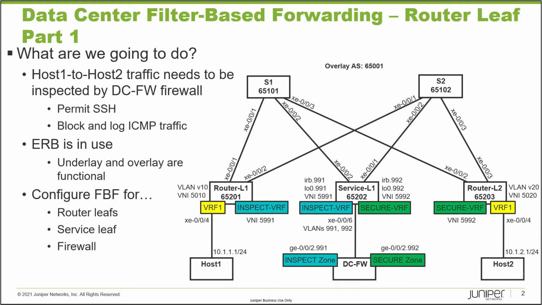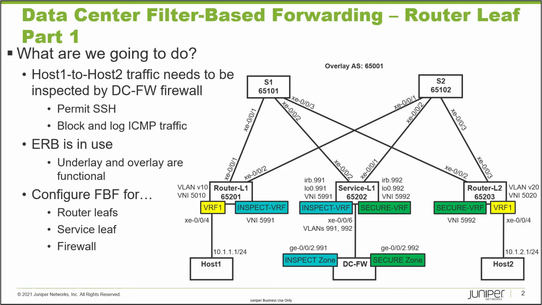And so with that, as I talked about earlier, we want to send traffic from host 1 to host 2, but redirect it, filter-based forward it through the firewall, which is DCFW. And you can see that DCFW is connected to service leaf 1. And on this topology, you can see that there's a few different VRFs. You have VRF1, which host 1 and host 2 are a part of. And notice how host 1 and host 2 are in different subnets. They can be part of the same VRF and be in different subnets. That works fine. So they're different VLANs since they're different subnets, which means different broadcast domains.